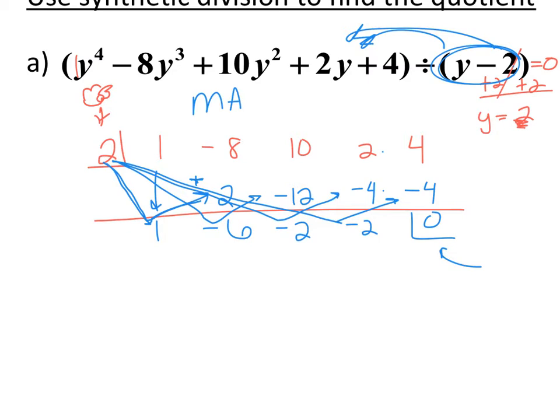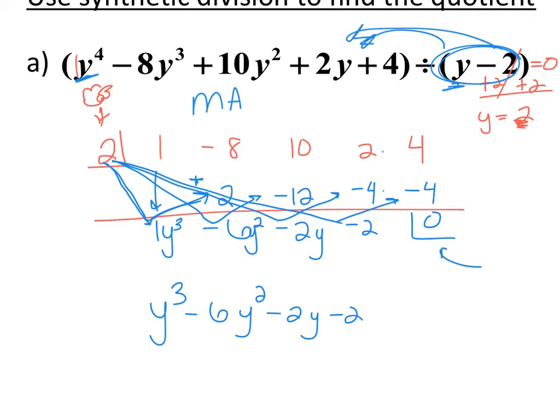And if you remember back with long division, remember we did y divided by y to the 4th, and you got y to the 3rd? So that's where you start. You take the polynomial and bring it down by a power of 1. So this is going to be 1y to the 3rd minus 6y squared minus 2y minus 2. So this is your quotient. Okay, I'm going to do another one over, and it's going to come all together for you.